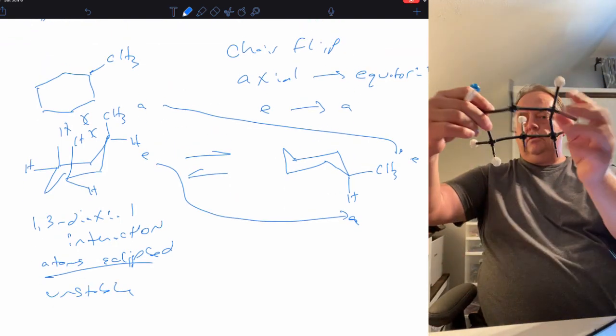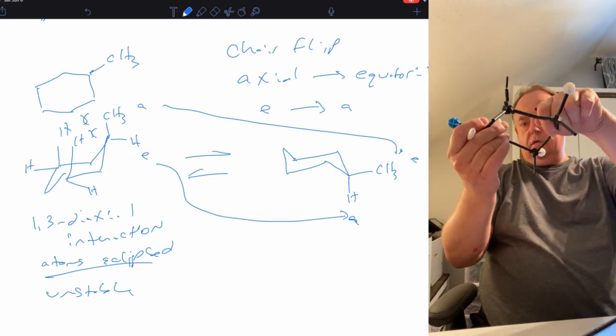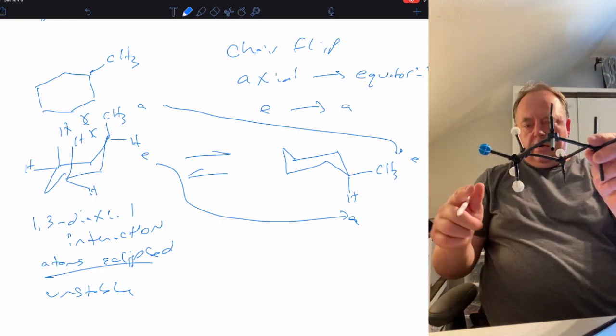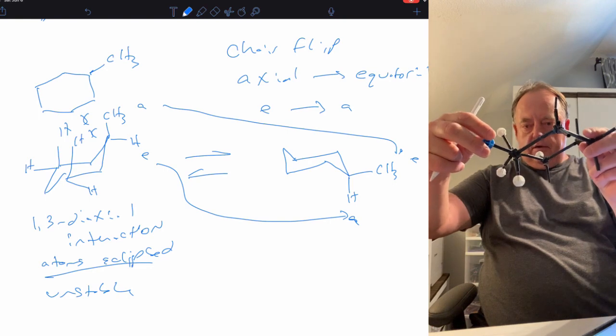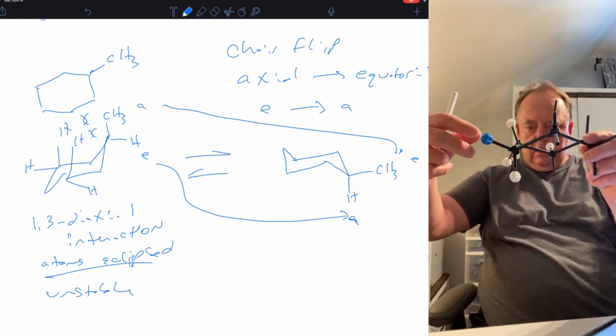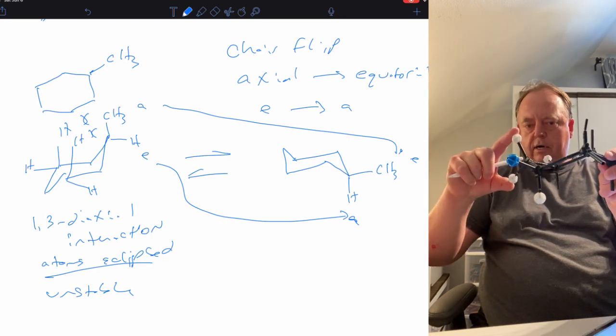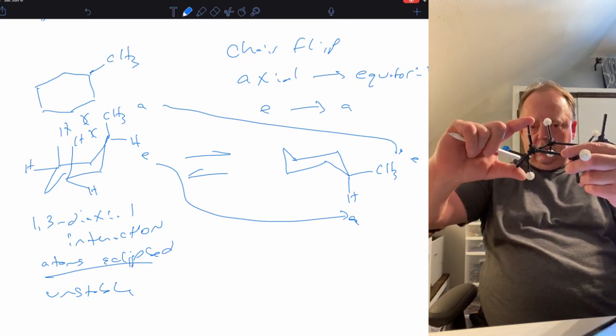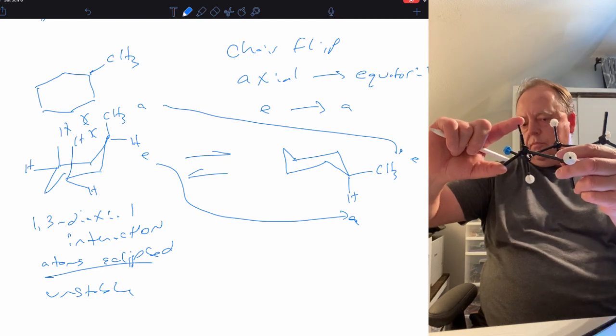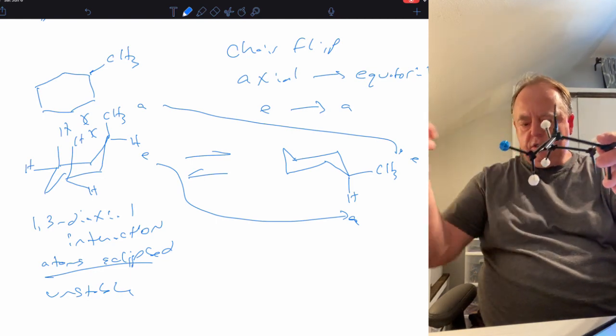Where if it does a chair flip, and that goes there and that goes there, then now the methyl group is in an equatorial position, and you can see that it's staggered with respect to these 2 hydrogens, and with respect to these 2, it would be staggered with respect to those as well. So now it has all staggered interactions.